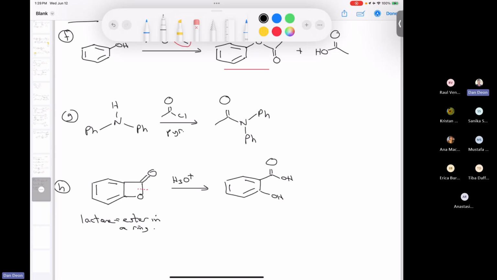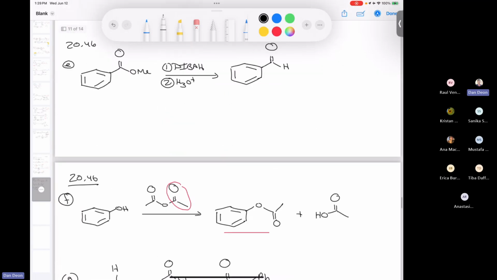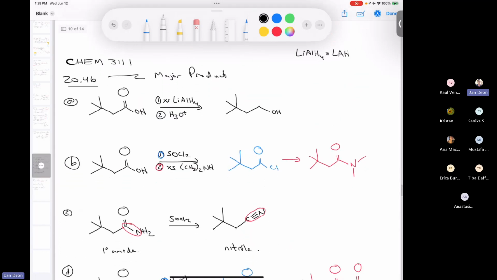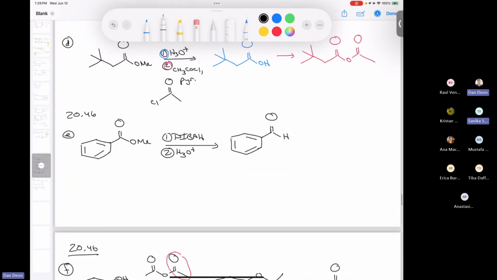Let's try something a little more challenging. So I'm not saying these aren't challenging. There's a lot of information in here, right? We covered a lot of information in chapter 20.